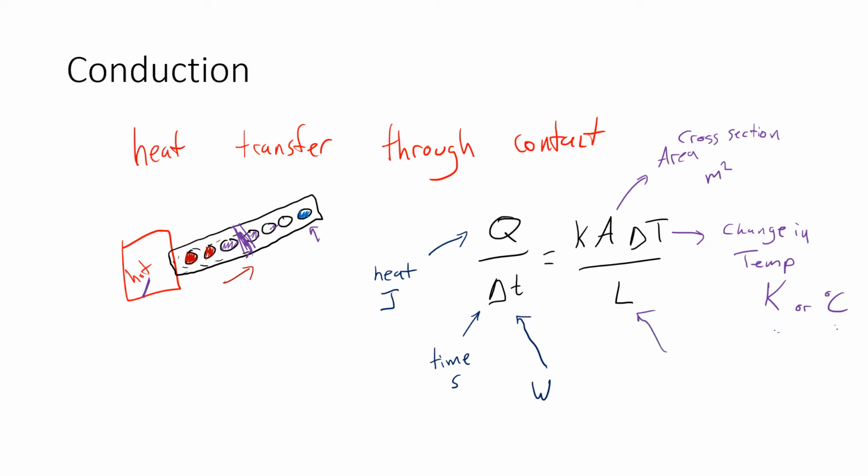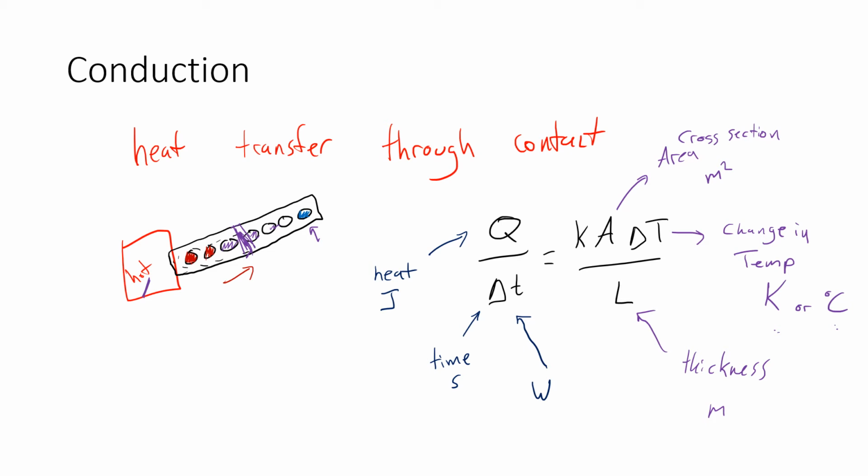L is the thickness of the material. This is going to be in meters. It's in the denominator because the thicker it is, the harder it is for the heat to travel through that amount of stuff. So thinner stuff will have heat go through faster, thicker stuff will have heat go through slower. That's why your winter coats are thicker than your summer coat.